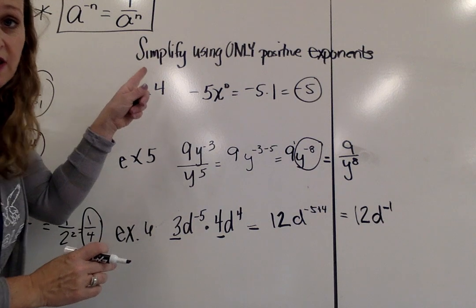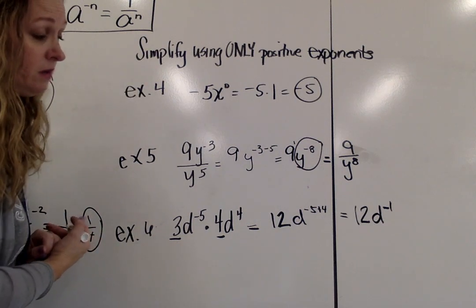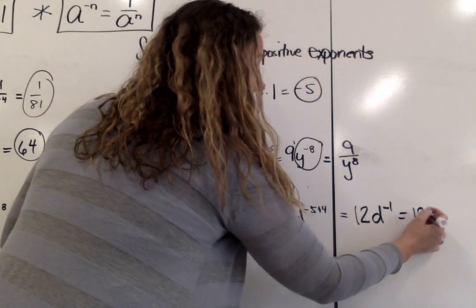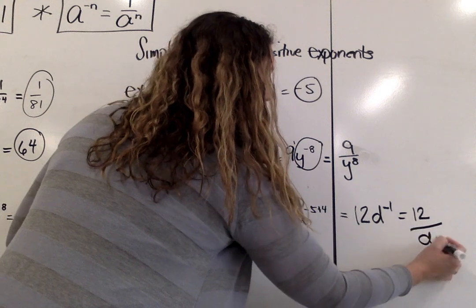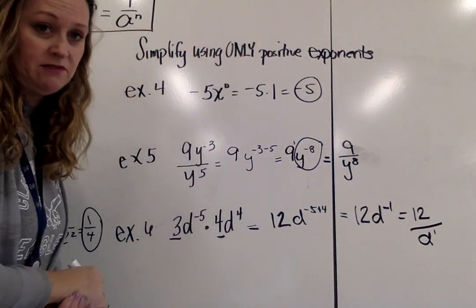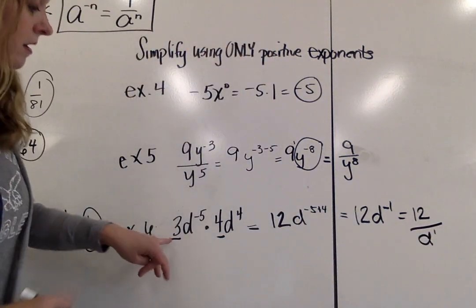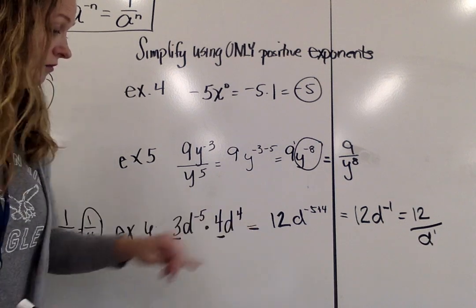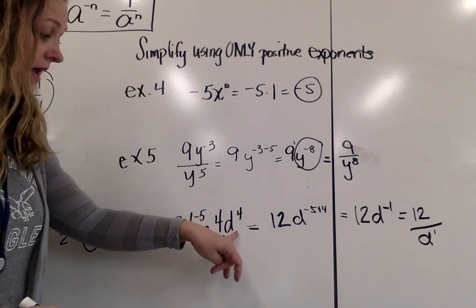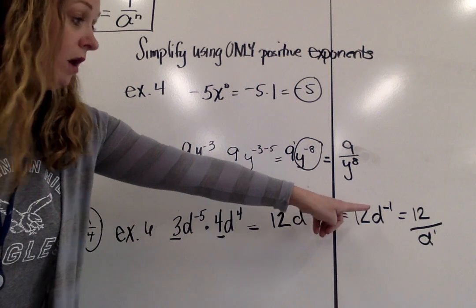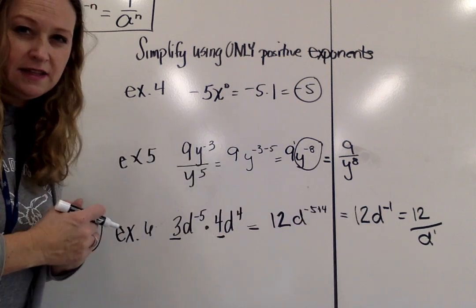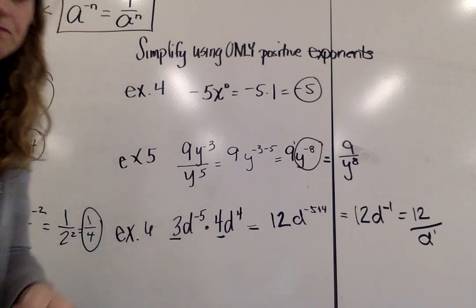Well, the directions state that I have to use only positive exponents. 12 stays and d goes to the denominator to be positive. So I've multiplied my coefficients for 12, I've added my exponents for negative 1, and then I've moved that d to the negative 1 into the denominator.